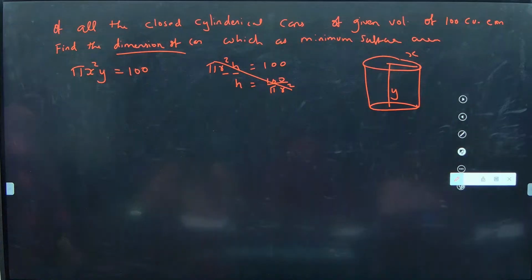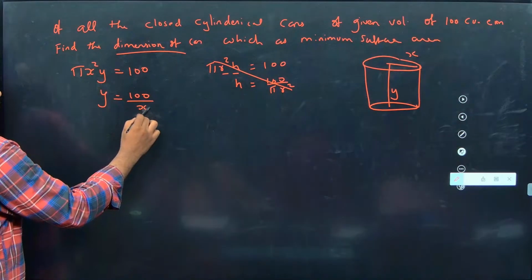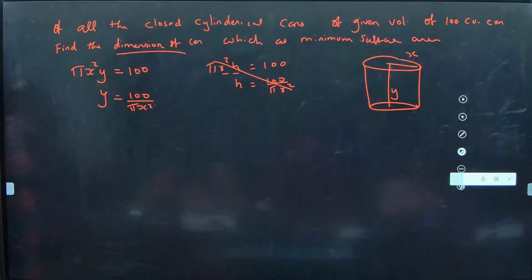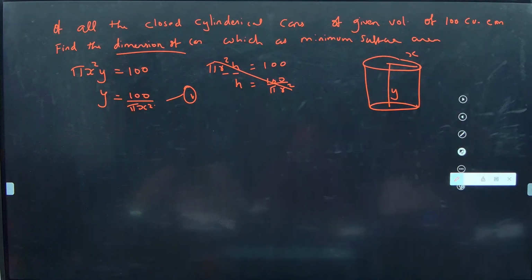So now what I am going to do, I know that y is equal to 100 by pi x square. I'll take this as equation number 1. See guys, I got only one relation.